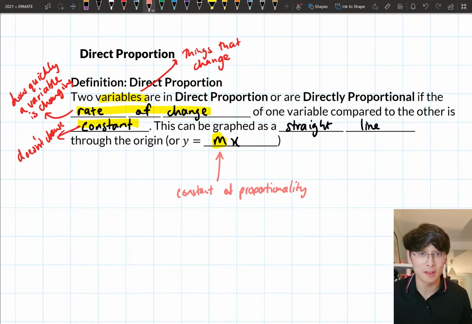In the next section, we're actually going to name it something else, and you're going to see why, hopefully. So, just to give an idea of what direct proportion actually is about, I'm going to go through an example to help you think through what direct proportionality is about.